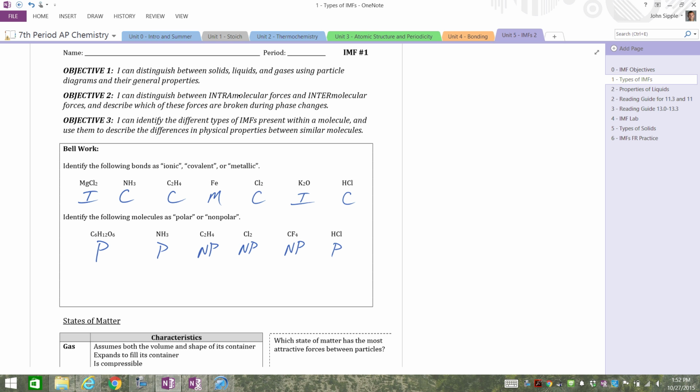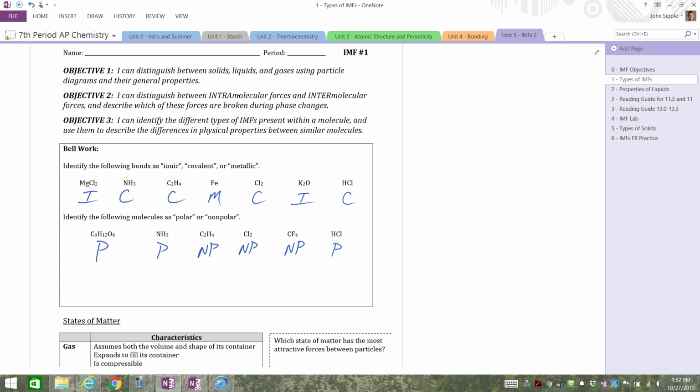We need to be able to see, do we have a covalent compound or an ionic compound? If it's covalent, is it polar or non-polar? Because the polarity of the substance is going to determine whether that substance has a lot of intermolecular forces present or just a few forces.